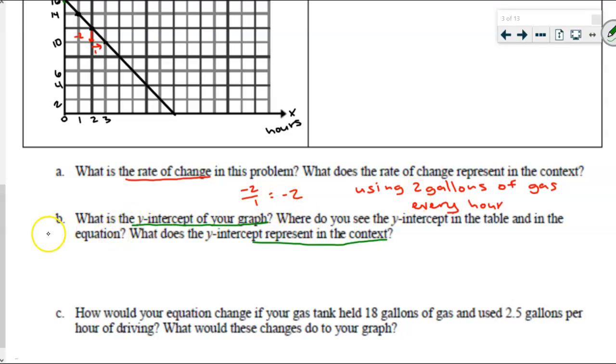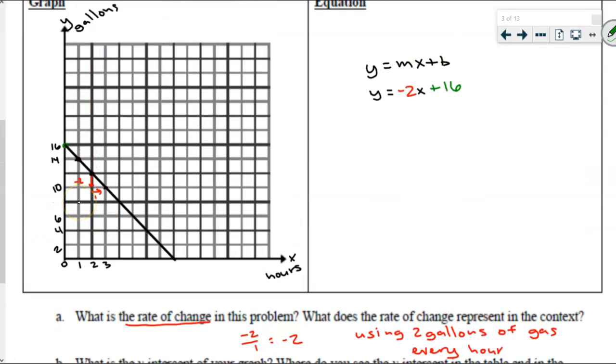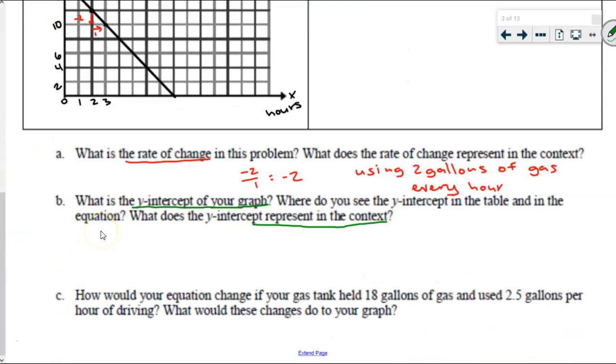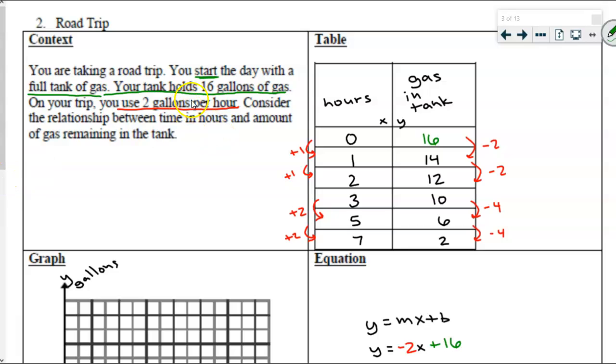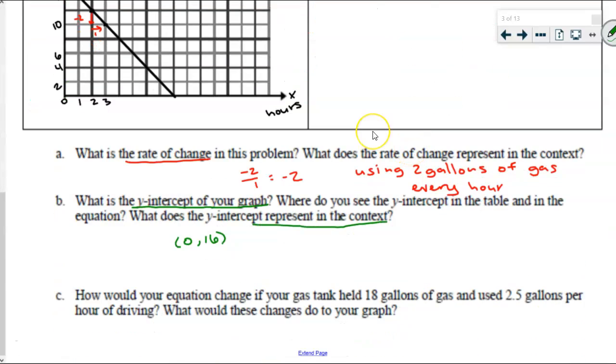So what is the y-intercept of the graph? We can see that it's intersecting the y-axis right here at 16. So the y-intercept is 0, 16, but what does it mean? It tells us in the story too. The gas tank holds 16 gallons. So when I haven't even started driving yet, at driving for 0 hours, we still have 16 gallons of gas. So before we start driving, we have 16 gallons of gas.